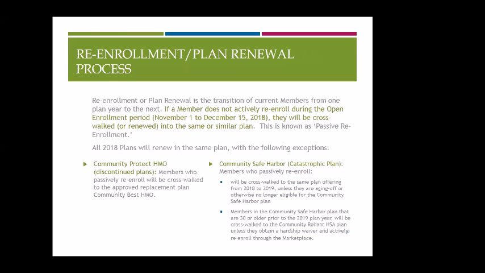And the other exception is the Community Safe Harbor plan, which is our catastrophic offering. Members who are in that plan and passively re-enroll will be crosswalked to the same plan next year, unless you're aging off or otherwise no longer eligible for the Community Safe Harbor plan, or if members are turning 30 years or older prior to the 2019 plan year. Those members will be crosswalked to the Community Reliant HSA plan, unless you obtain a hardship waiver and actively re-enroll through the marketplace.